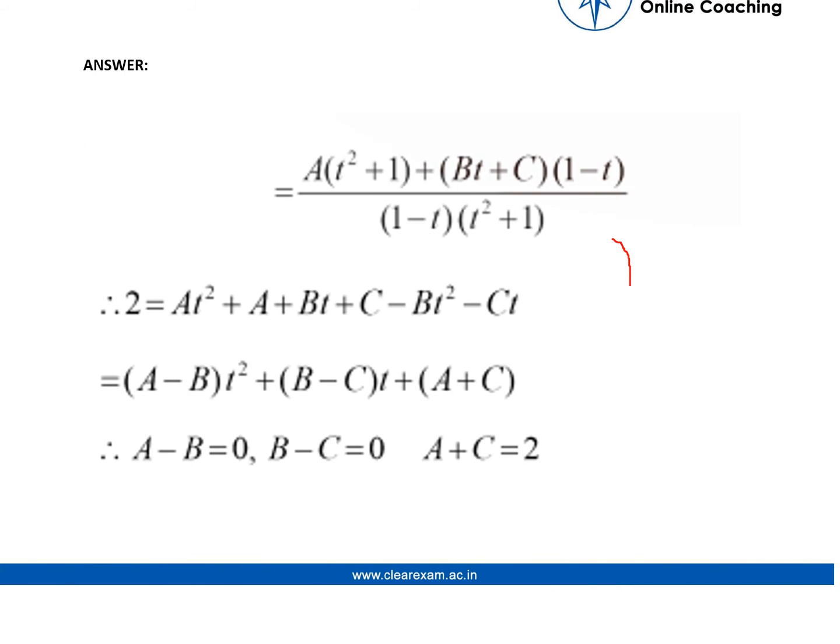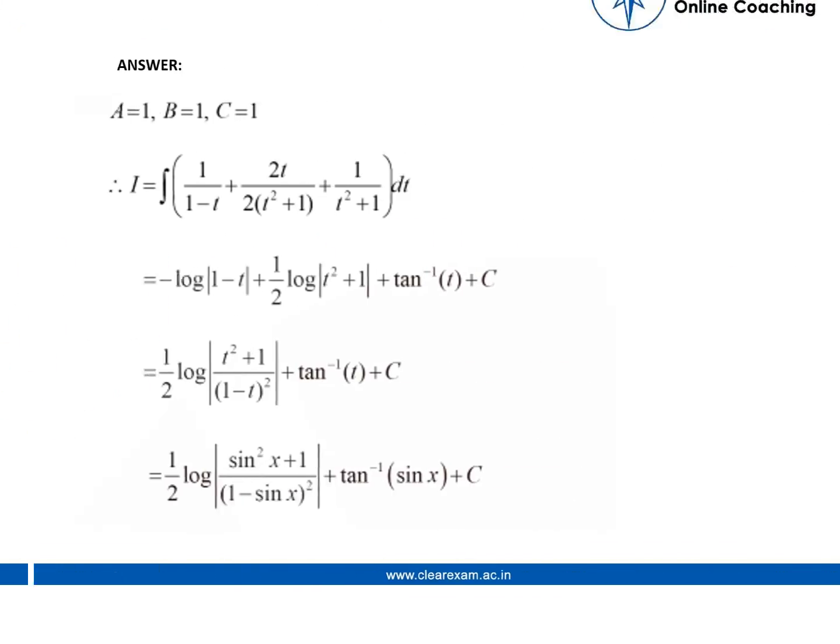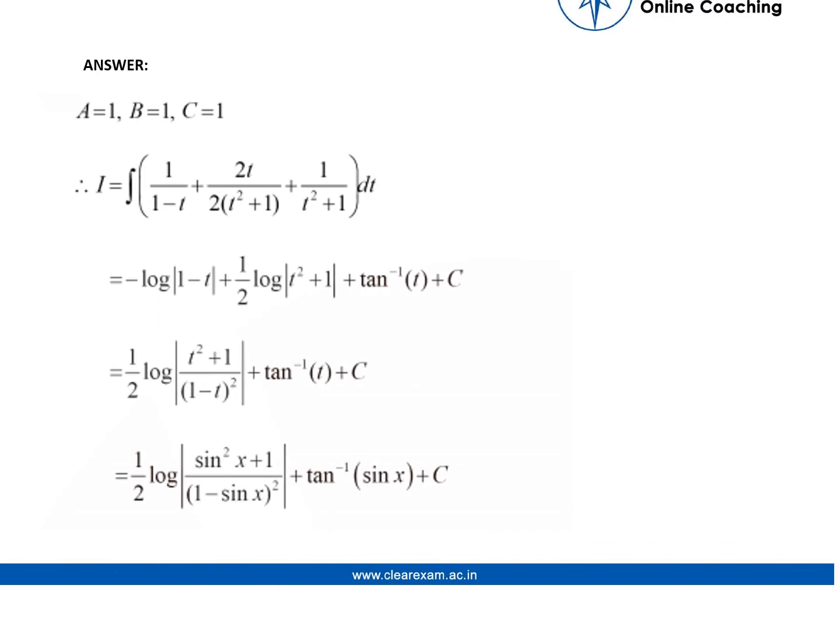Solving it further, we'll get a minus b is equal to 0, b minus c is equal to 0, and a plus c is equal to 0. Then putting the values, a is equal to 1, b is equal to 1 and c is equal to 1, we'll get I is equal to the integration of 1 upon (1 minus t) plus 2t upon 2(t square plus 1) plus 1 upon (t square plus 1) whole dt.